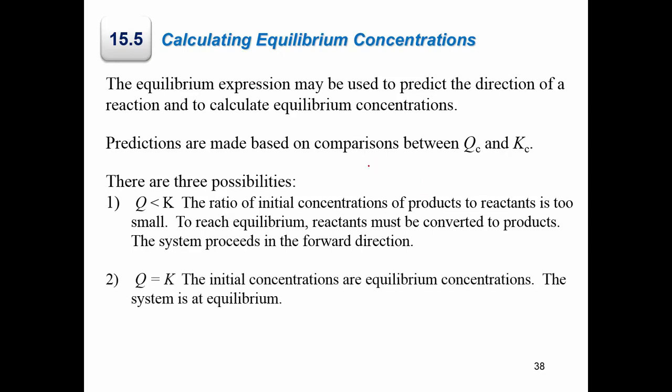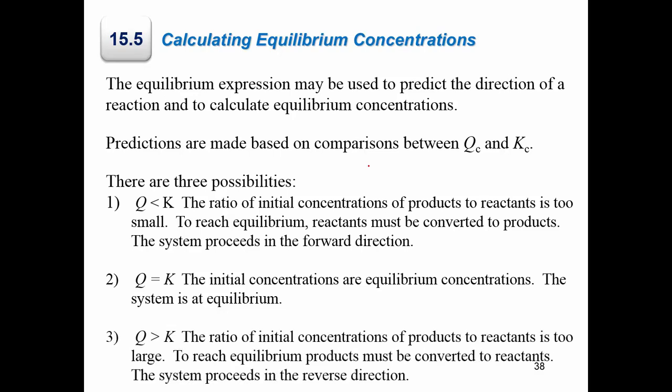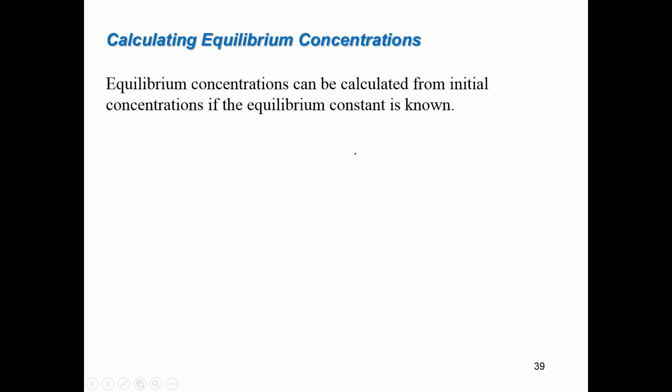If Q equals K, then the concentrations are equal and we are at equilibrium. Then the concentrations are our equilibrium concentrations. That's what I'm trying to say. If Q is greater than K, however, then our products are favored. We have too many products, so they need to be converted into reactants. We've pushed past the equilibrium concentration.